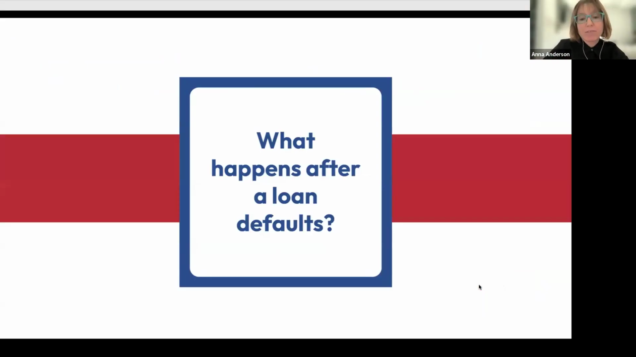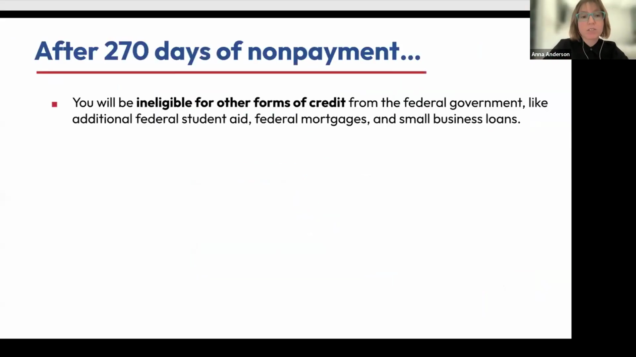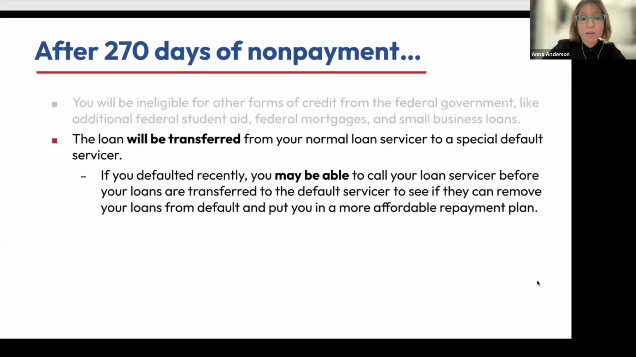So what happens after a loan defaults? If you haven't made payments on your student loans in over 270 days and your loans are in default, you are going to be ineligible for other forms of credit that come from the federal government. This includes additional student aid if you want to go back to school, but it also includes things like federal mortgages and some forms of federal business loans. So that can be a big hurdle for people that they are not necessarily aware of.